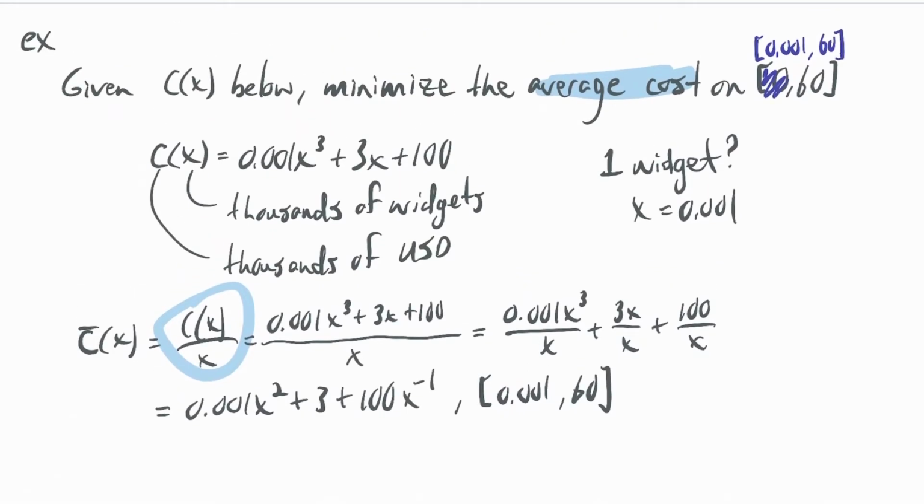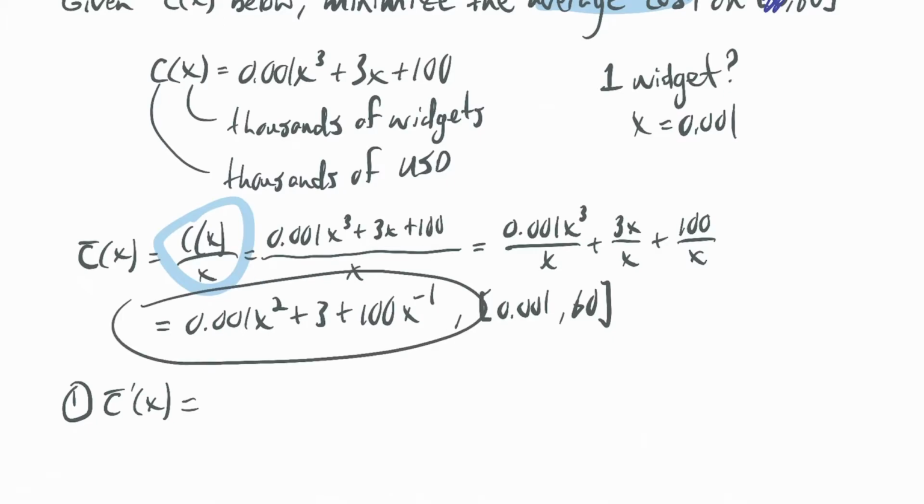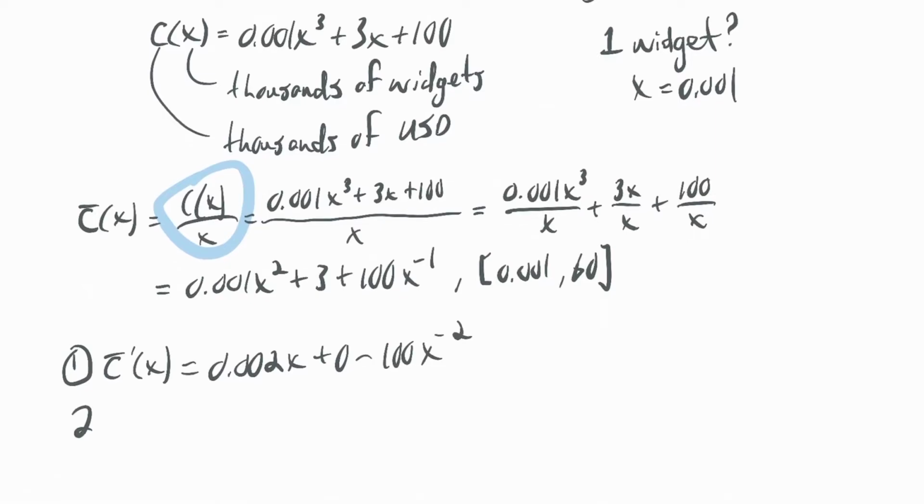So now I can apply the extreme value theorem. So I need the derivative because I need critical numbers. So C bar prime of x equals, and I just find the derivative of this guy here, just using the power rule. So 0.002x plus 0 minus 100 x to the negative 2 power. Okay. Now I can look for my critical numbers. So where is C bar prime of x undefined?